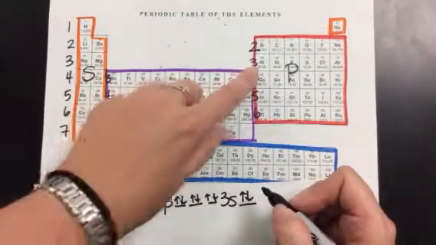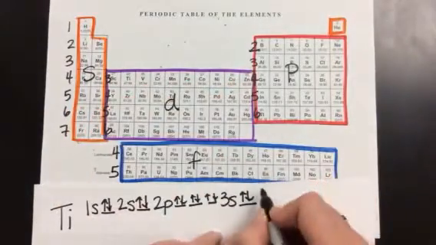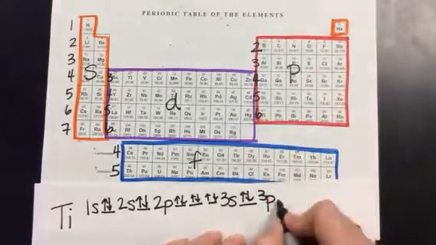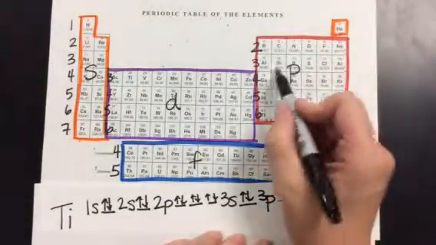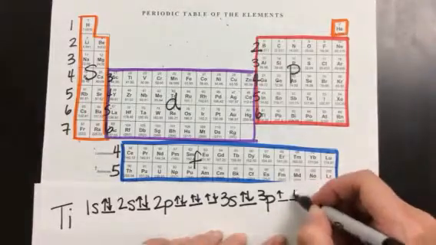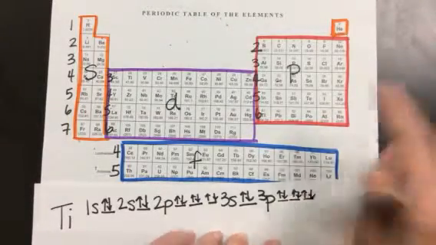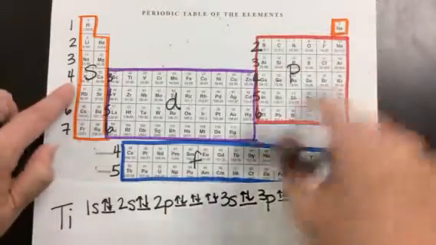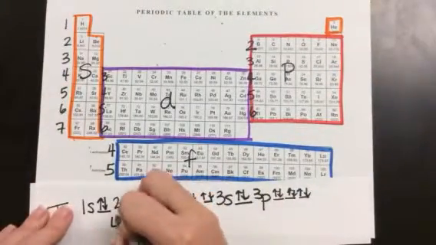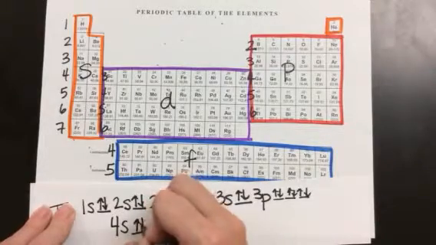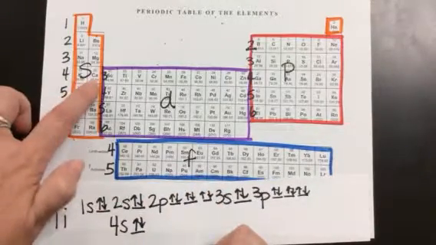Now after 3s, I have a new energy level. I'm at 3, but this is the p block. So with my 3p, again, I draw 3 lines. There's 6 electrons. 1, 2, 3, 4, 5, 6. After 3p, I pick back up here, and now I'm in the 4th energy level with 4s. S's get 1 line, 2 electrons, 1, 2.